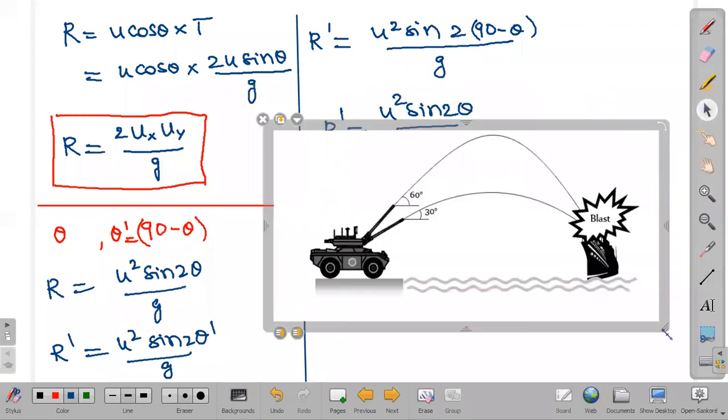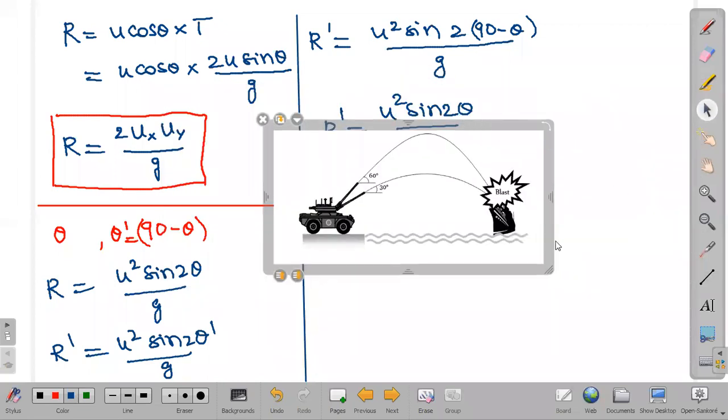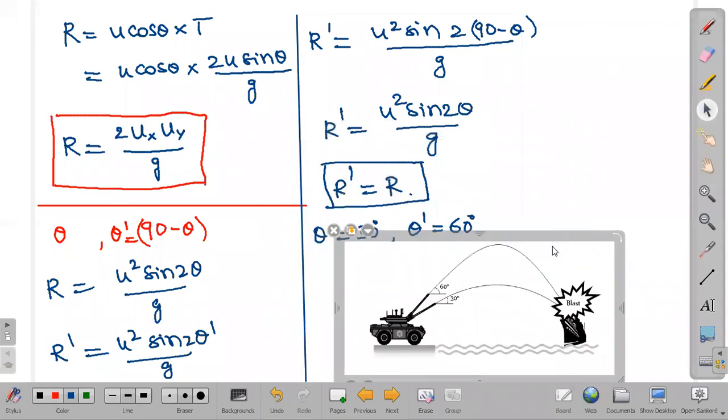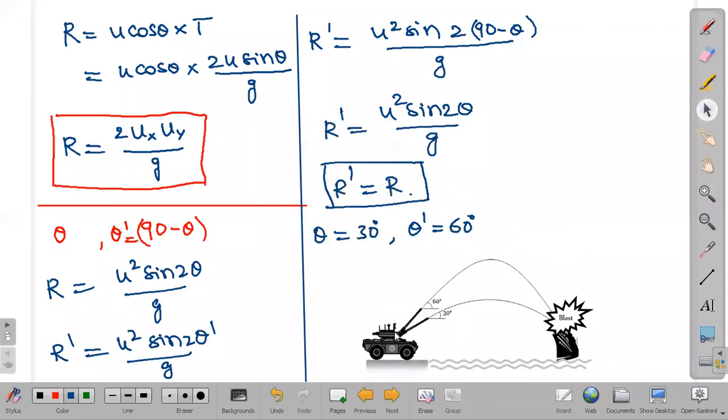Now this is the diagram which I showed you in the last class also. A bomb is thrown out of this army tank at 30 degrees and 60 degrees. See how I am measuring the angle: I just made a horizontal line where it was thrown, and with respect to that horizontal line we make the angles of 30 degrees and 60 degrees. These two are complementary angles, and for both angles it goes to the same horizontal range. So this is the application of horizontal range: for complementary angles, the horizontal range will be the same. Okay, so that is about it.